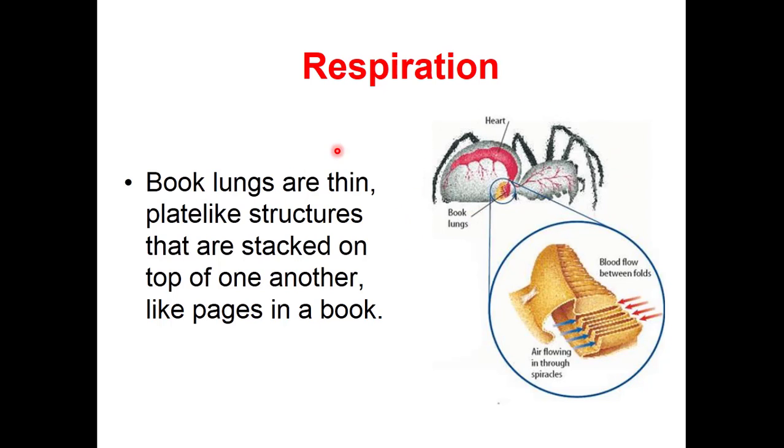Finally, about invertebrates, spiders and relatives like scorpions have book lungs. The lungs of spiders and scorpions are like a book, like pages in a book. Book lungs are thin plate-like structures that are stacked on top of one another like pages in a book, like this. The air flows through here and blood flows between the folds here.